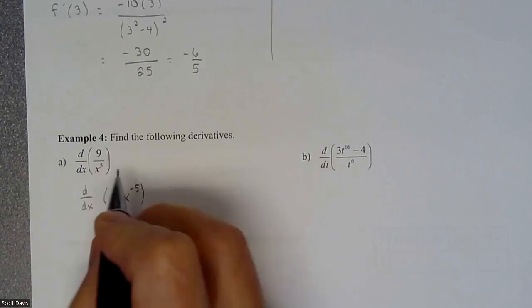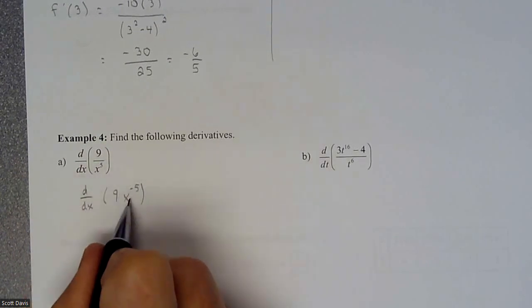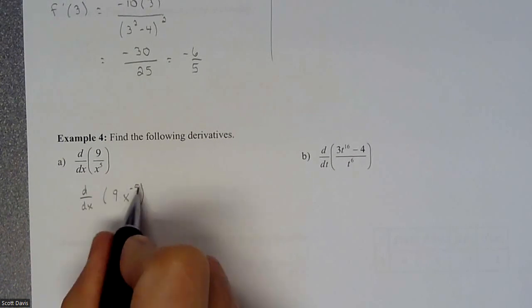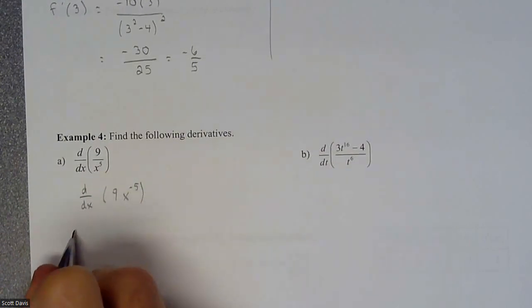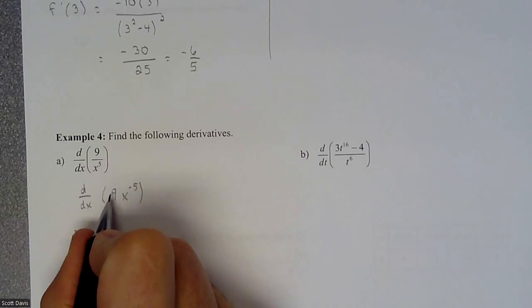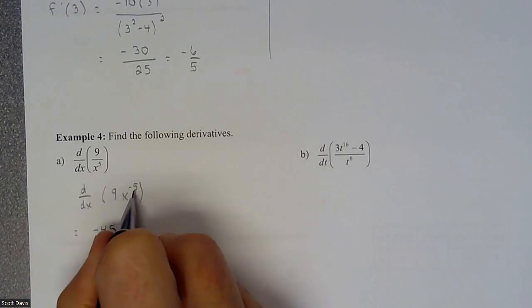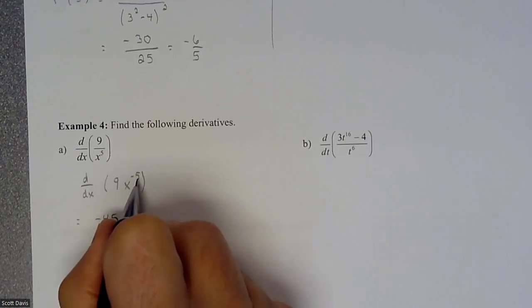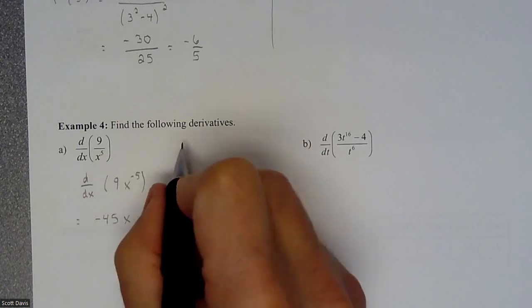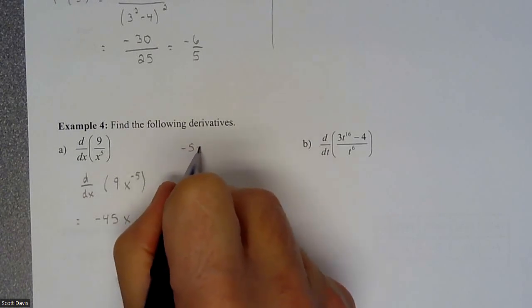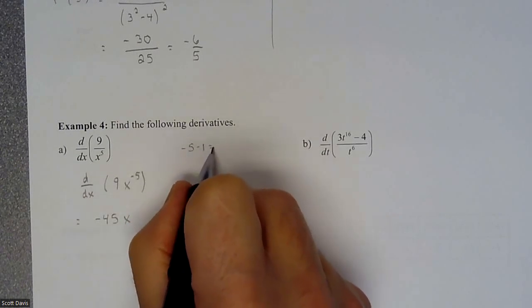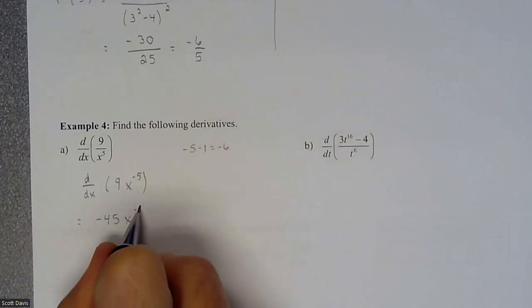So if I bring that up, that makes it an x to the negative 5, and now I just have a regular power rule. So if I do this derivative, the negative 5 is going to multiply, so it's going to be a negative 45. Now, be careful when you're doing the derivative, you're always subtracting a power. Well, it's a negative 5, and you're subtracting a power. So that's going to make a negative 6 out of your power.